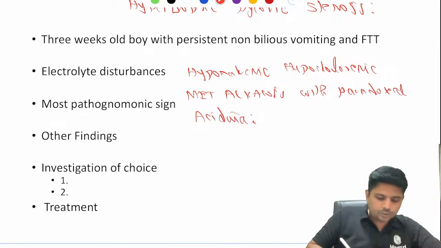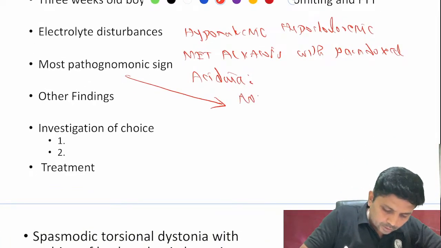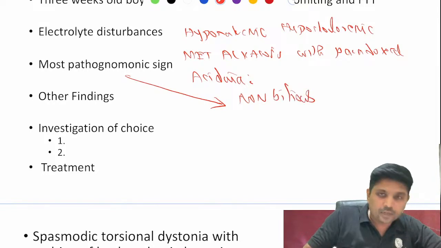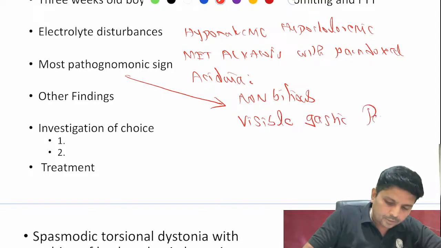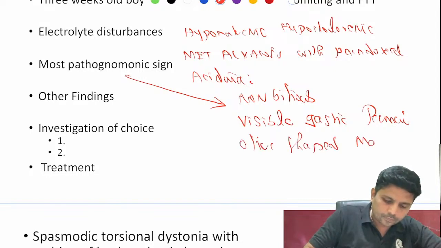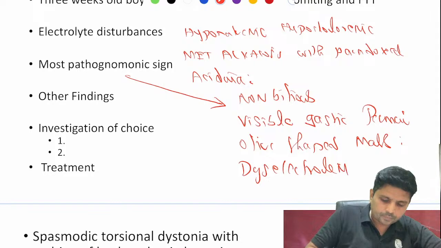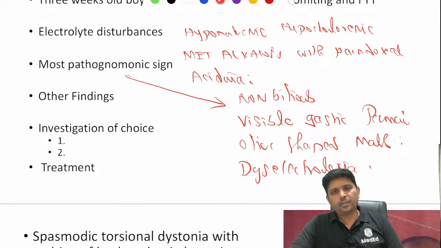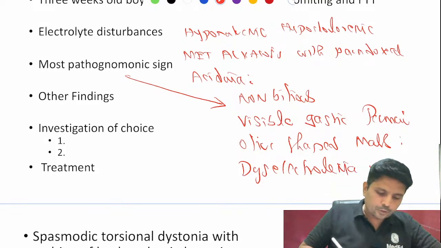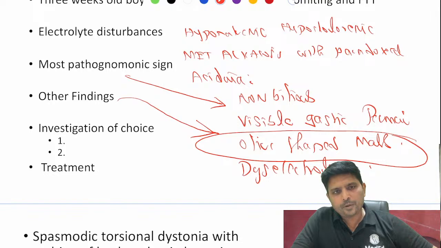There are many other findings for hypertrophic pyloric stenosis. One is non-bilious vomiting. A child presented with non-bilious vomiting, visible gastric peristalsis, palpable olive-shaped mass, and then dyselectrolemia. But what is the most pathognomonic? Most pathognomonic is the olive-shaped mass.